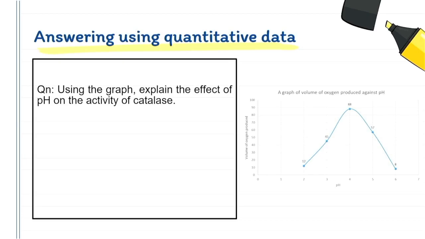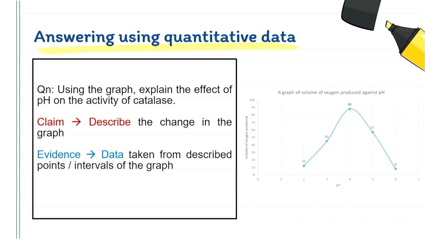Now, before we lose the plot, let's recap the 3 aspects we need to answer the question. To make our claim, we will describe the change in the graph or the trend in the graph. Our evidence can be taken from the data taken from the described points or intervals of the graph. Our reasoning requires us to use the theories that we have learnt. Now, dear listeners, you can pause this video here or at any of the next 3 slides and try the question out before the revelation of the answers.